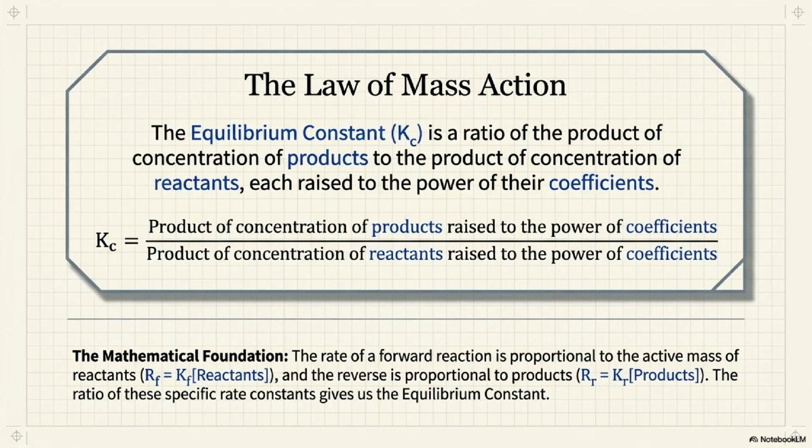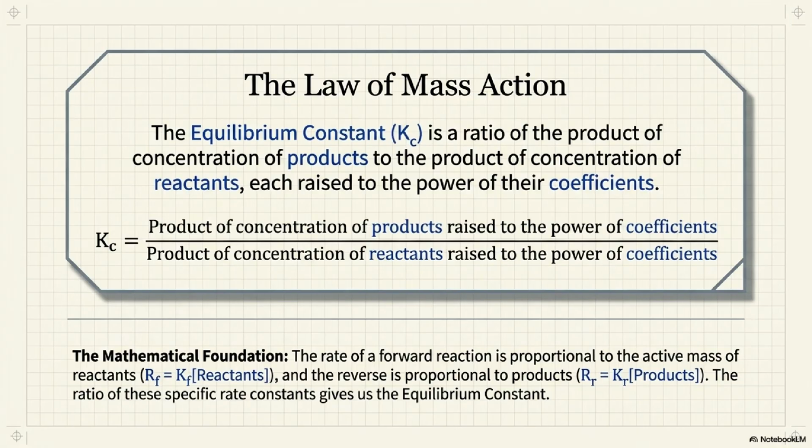Right, so we have these 2 speeds, the forward assembly line and the reverse dismantling line. Now, at the very beginning, you only have raw ingredients. So the forward line is racing, and the reverse line is completely stopped because there's no product to dismantle yet. Like unbaking a cake. But you haven't baked the cake yet, so you can't unbake it. That's a great analogy. But as soon as the first few molecules of ammonia are formed, the reverse reaction kicks in. The ammonia starts breaking apart.